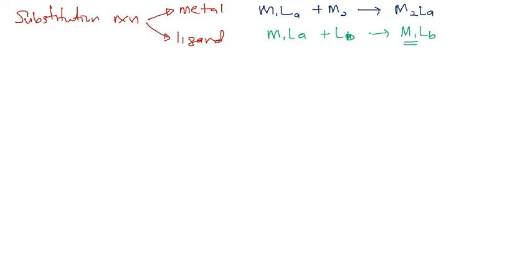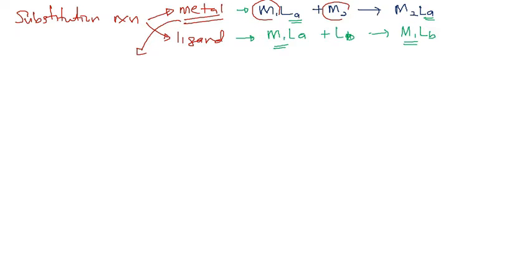So it means that for ligand substitution your metal product and your metal reactant are the same. For the one above, metal substitution, your ligands will be the same. You substitute the metal. The occurrence of the metal substitution reaction will be more difficult, rather difficult if you compare with the ligand substitution. It is difficult to substitute the metal.